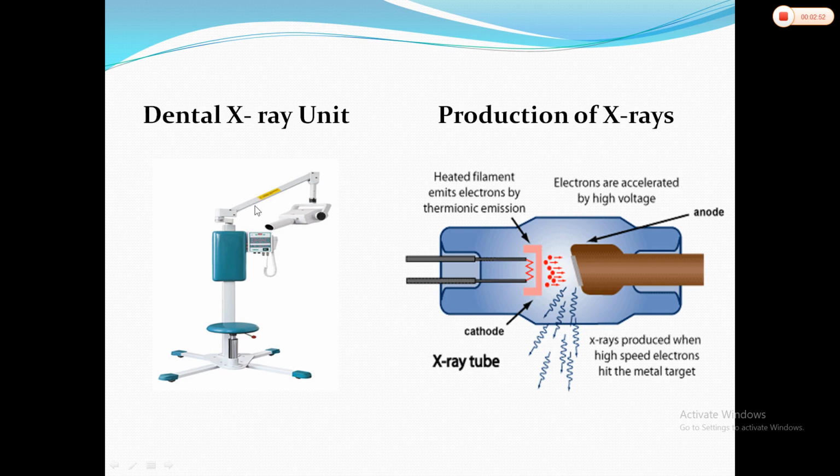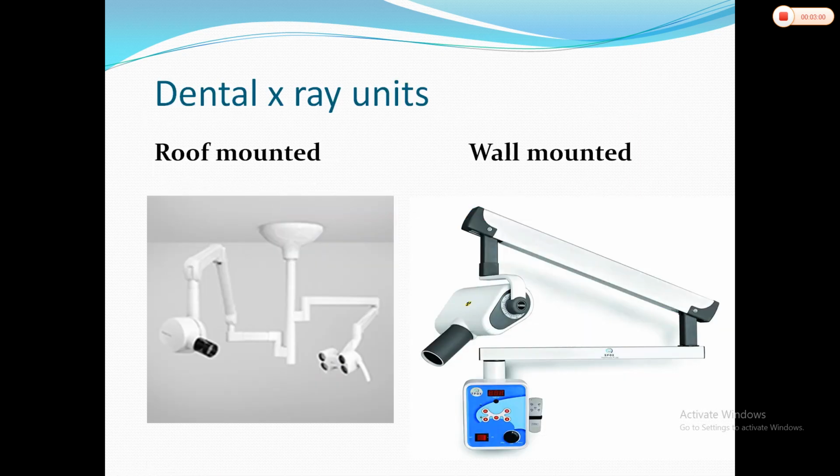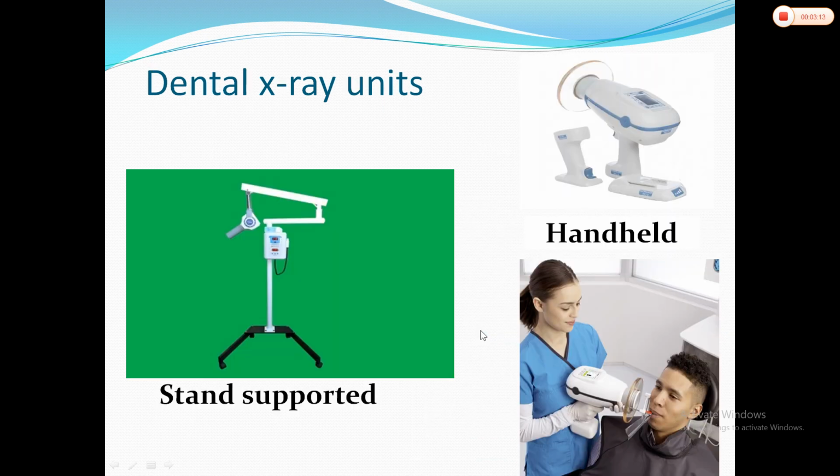And this is the dental X-ray unit used for intraoral films. Dental X-ray units are available in different models. This one is mounted to the roof, and this is fixed to the wall. This has the support of a stand, and this is a handheld, portable X-ray machine.